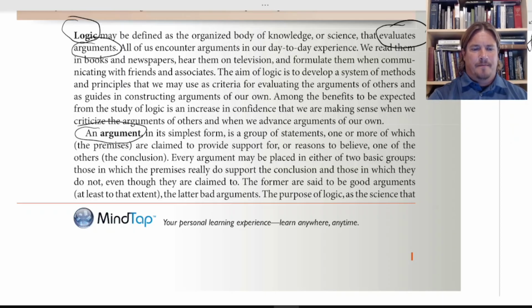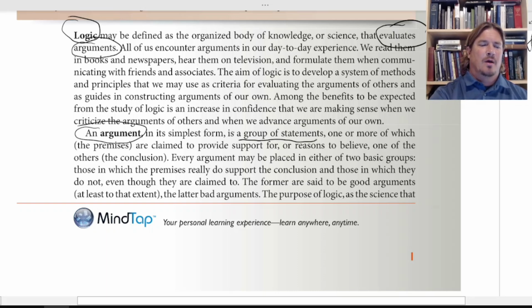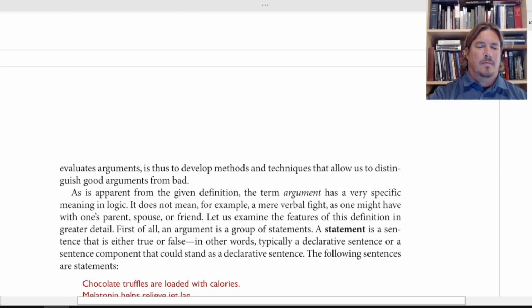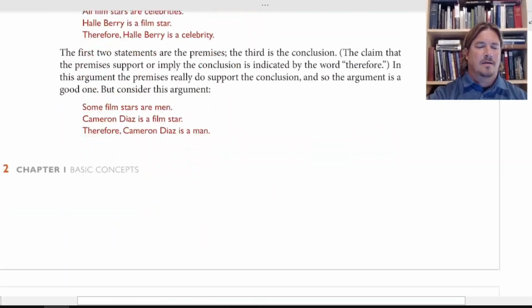An argument is a group of statements, one or more of which, the premises, give support or reasons to believe one of the others, the conclusion, right? So every argument has that structure. That's just what an argument is. An argument is something that always has this structure.